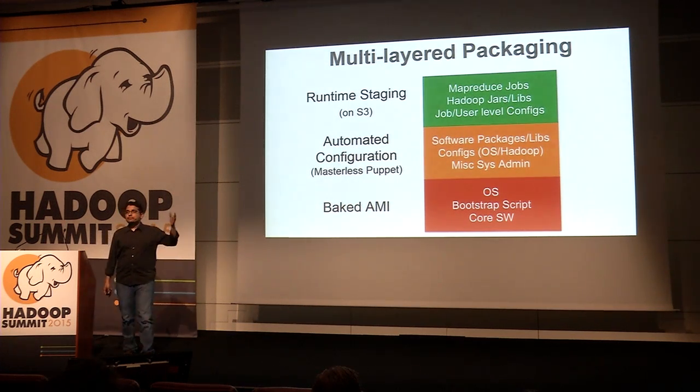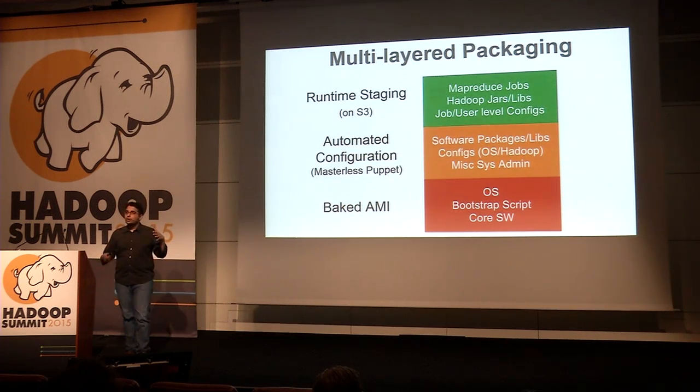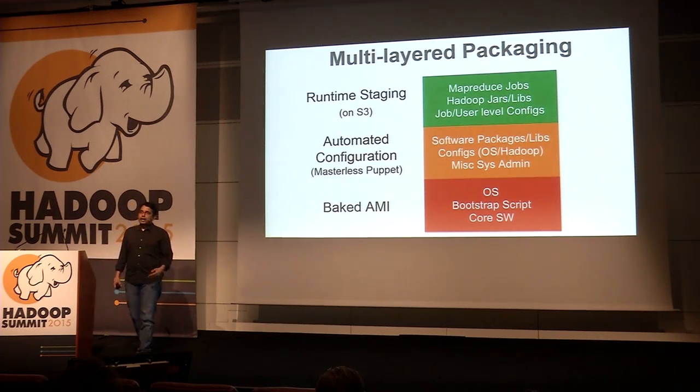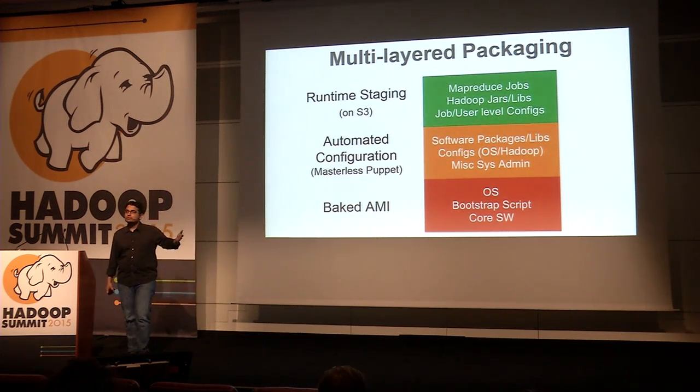So we split up our deployment into 3 layers. The bottommost layer, the core stuff, the Hadoop jars and the NLP jars that change very infrequently, are baked into the image. We call it the baked AMI, and they are pre-installed on the cluster. And then any customization through configuration happens through Puppet.